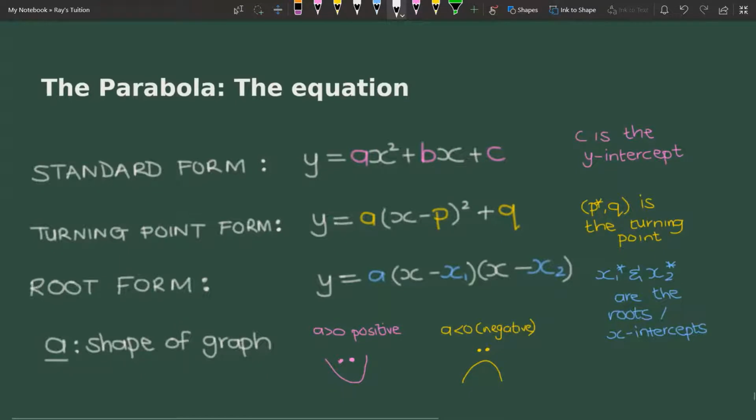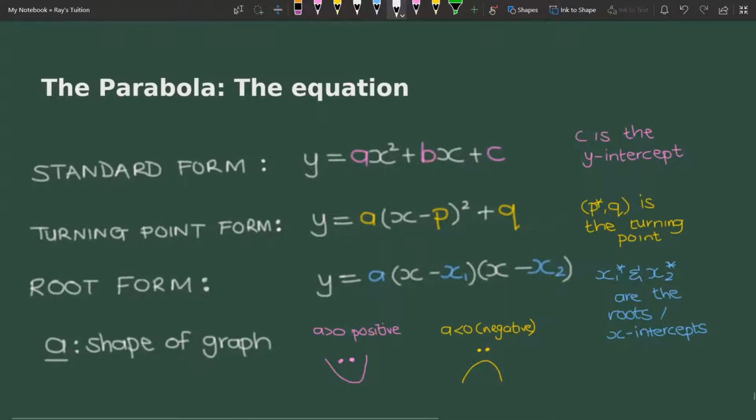This form should look very, very familiar as this pops up whenever you're working with a quadratic expression. So you've seen it in quadratic expressions, quadratic equations, and maybe even in sequences and series when you're looking at a quadratic pattern. So this is your typical quadratic standard form. Now from this form of our equation, from our parabola, what we can get is the y-intercept. So c is always where your parabola cuts the y-axis.